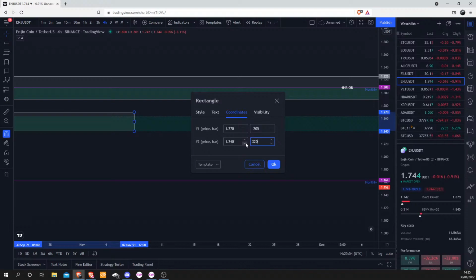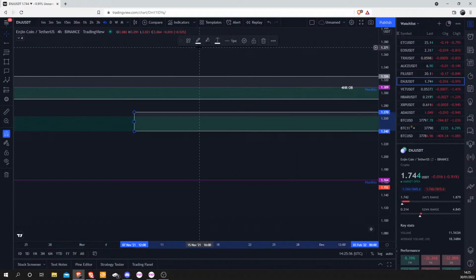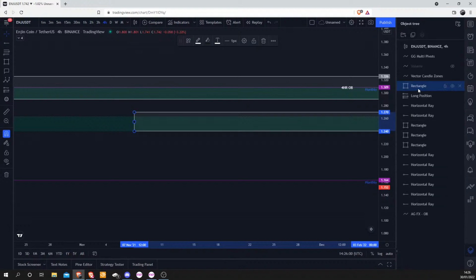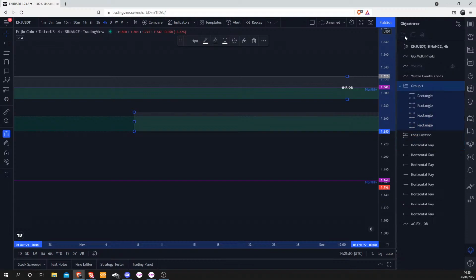Wow. Here's me saying about keeping your object tree nice, and there's mine a mess.